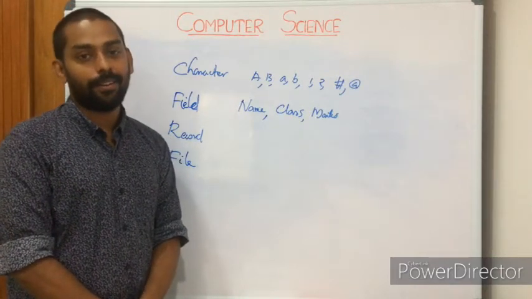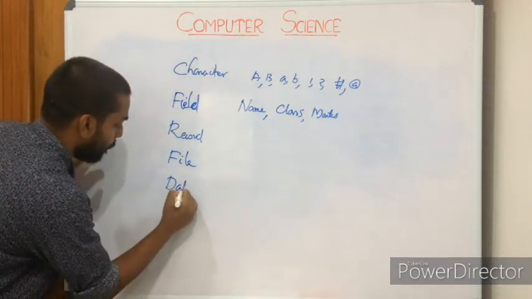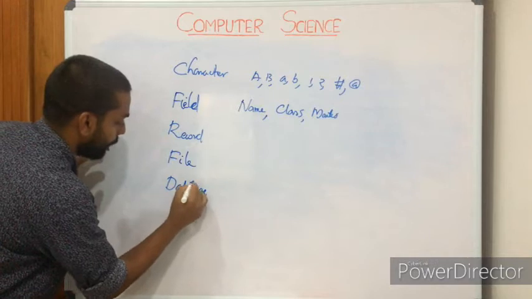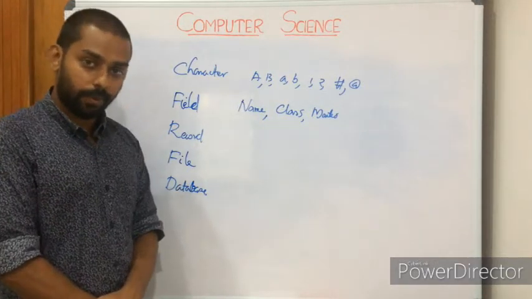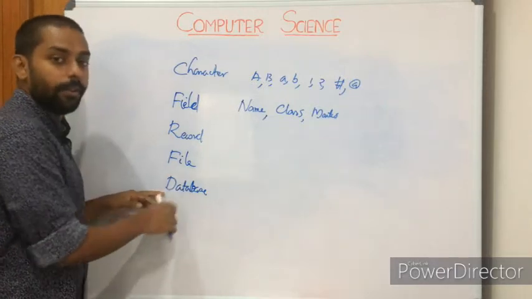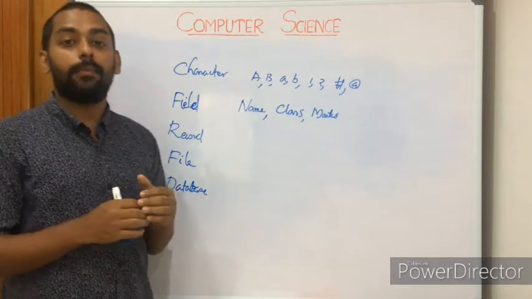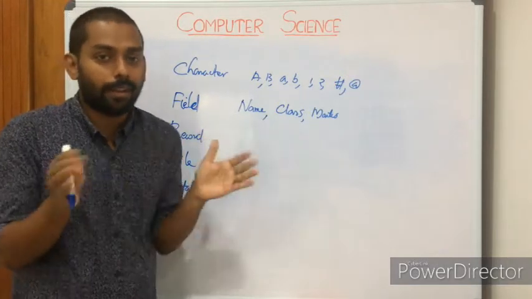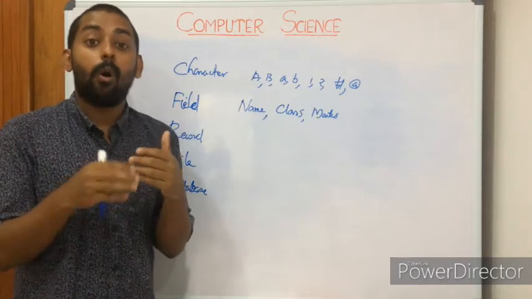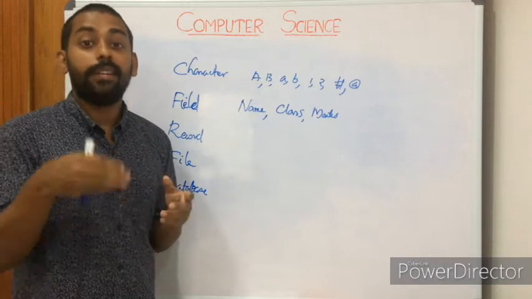D stands for database. Then what is a database? Of course, a database is a collection of related files, or we can say a database is an organized collection of integrated files. It's not simply a collection of files. It's an organized collection. It is a well structured collection of integrated files.